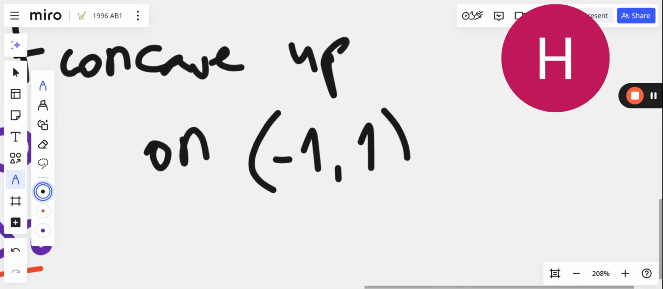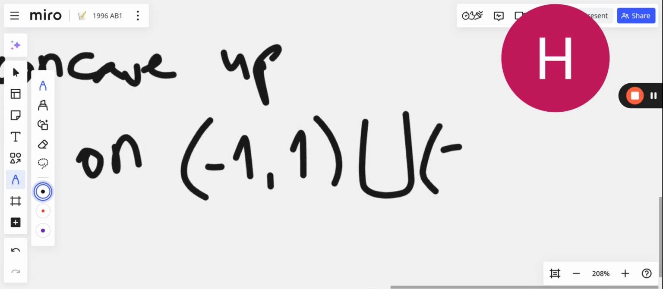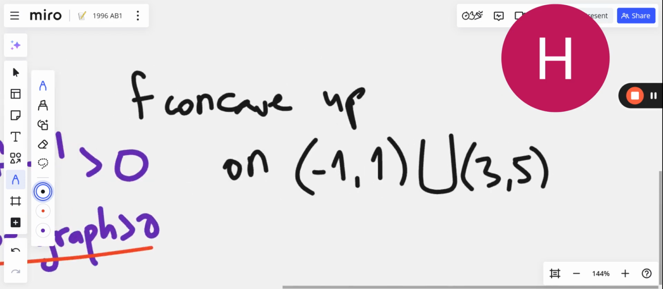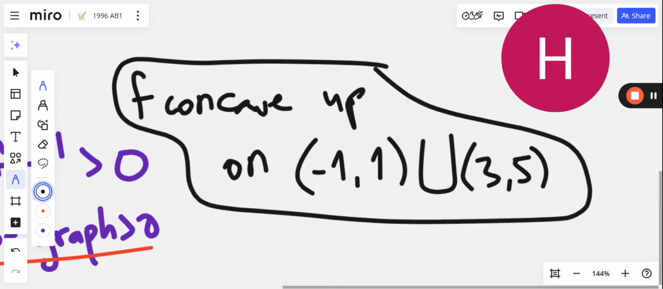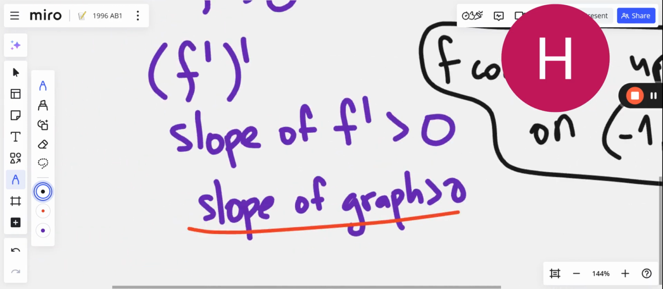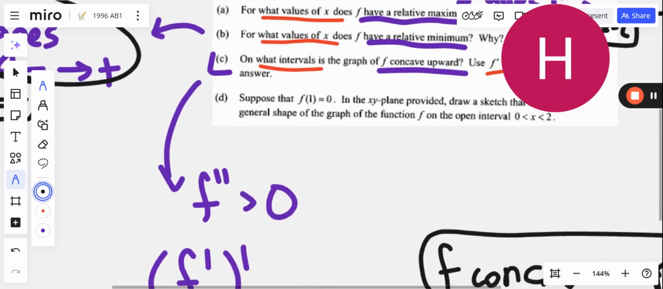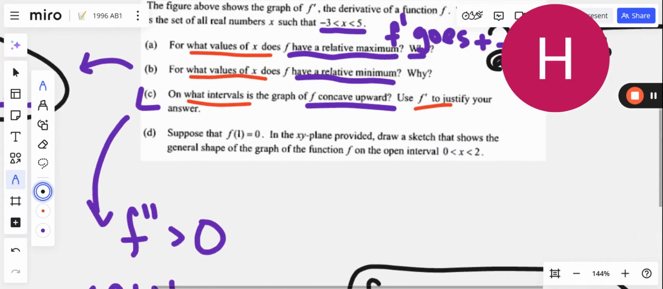-1 to 1, union, 3 to 5. And we justified it because we're looking for when the slope of f prime is positive. Okay, now they give us some facts about f.